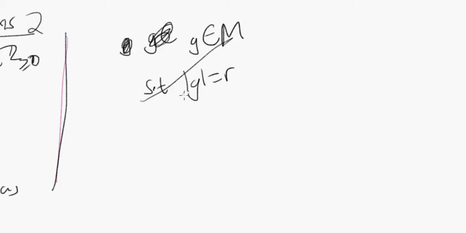Suppose that we actually found some little l, an element of the group M, such that the order of l actually equals R. Why is this useful information?